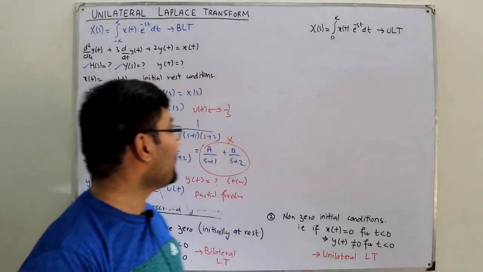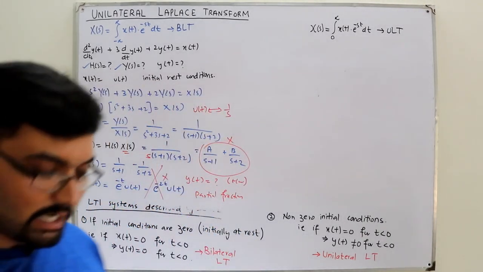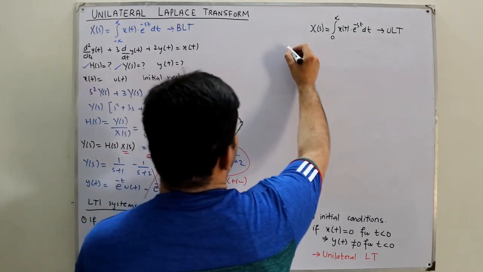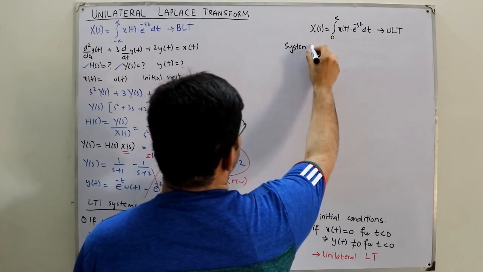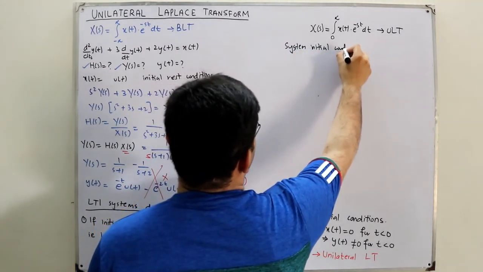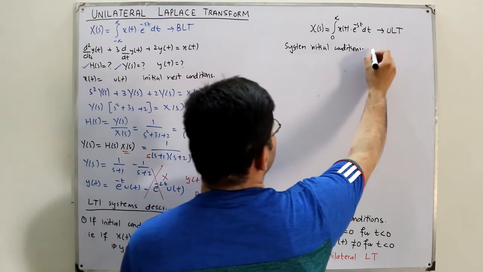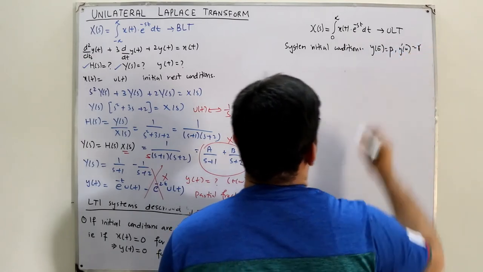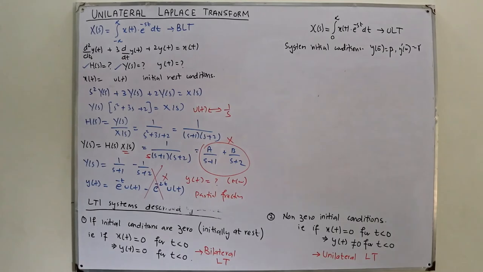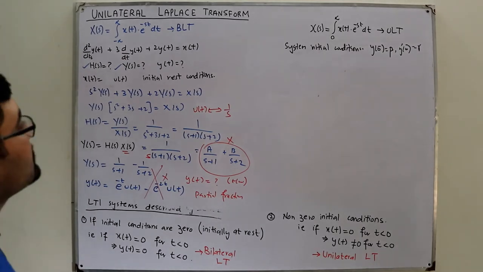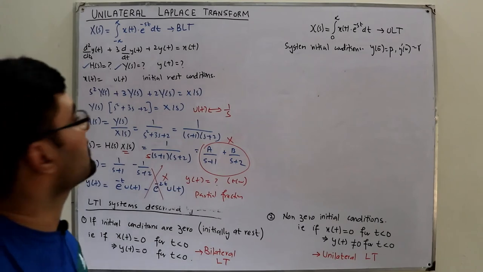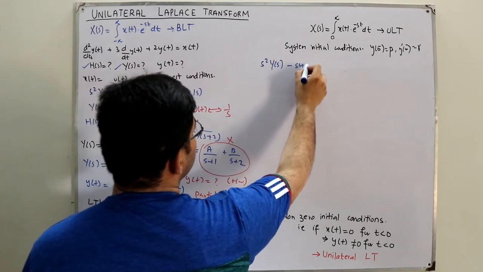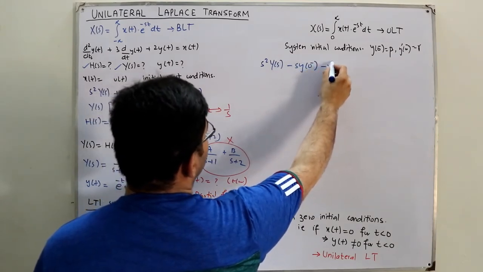Fine. Now this was a system where we had initial rest conditions. Now let us consider a system where some initial conditions are given. Let's say y of 0 is beta and y derivative of 0 is gamma. Have a look. If you have non-zero initial conditions, what do you do? You take the unilateral Laplace transform. The second derivative gives s squared Y of s, minus s times y of 0, and minus y derivative of 0.